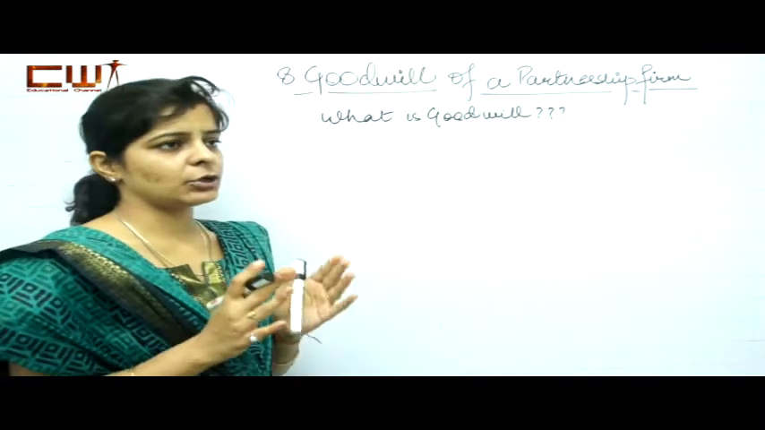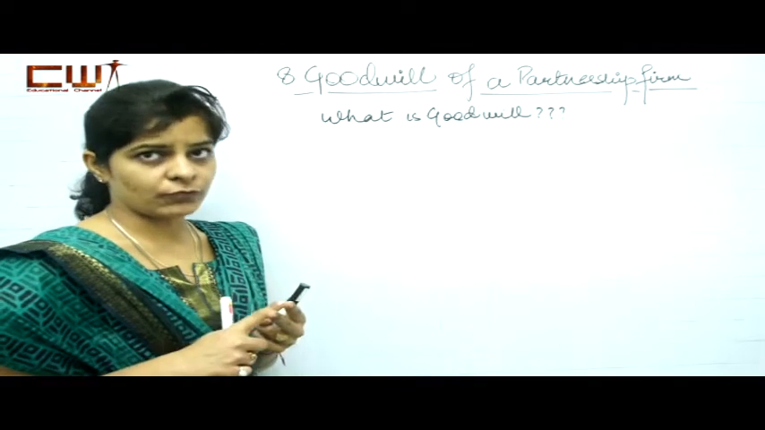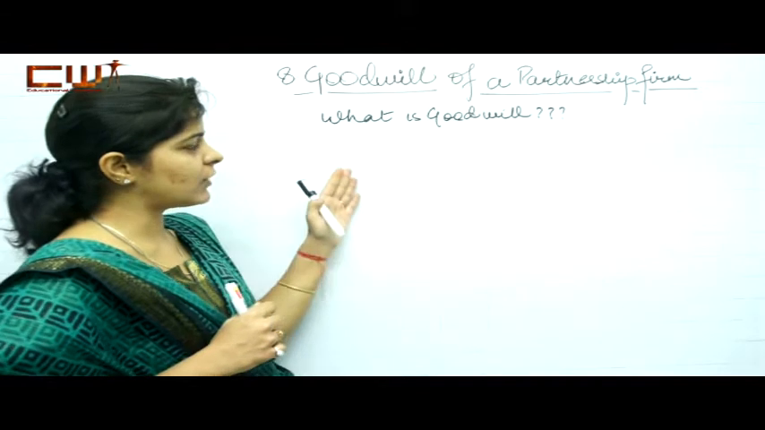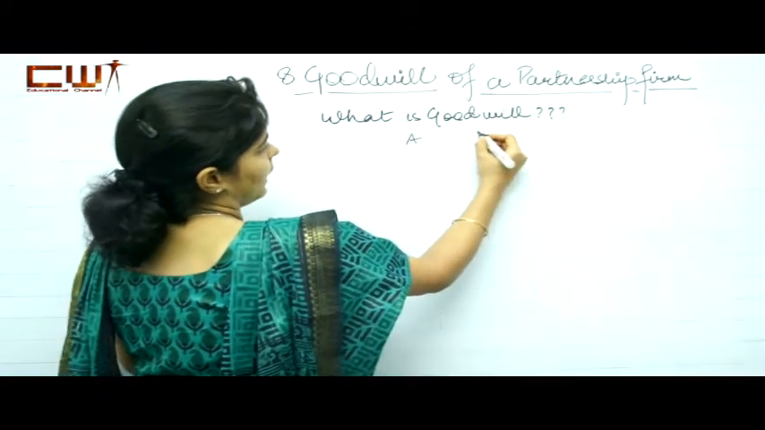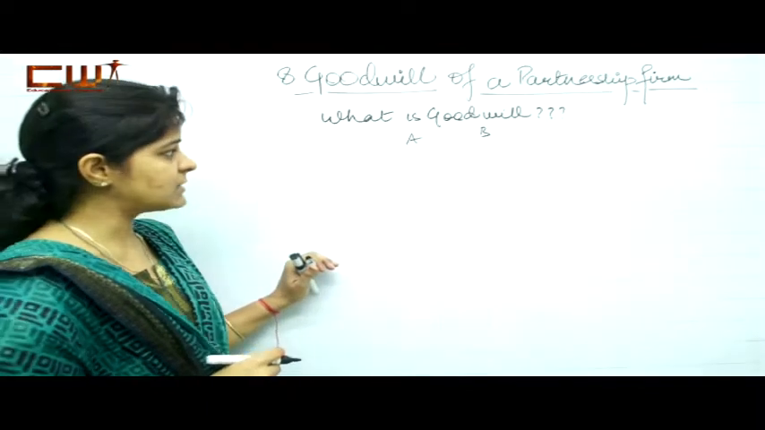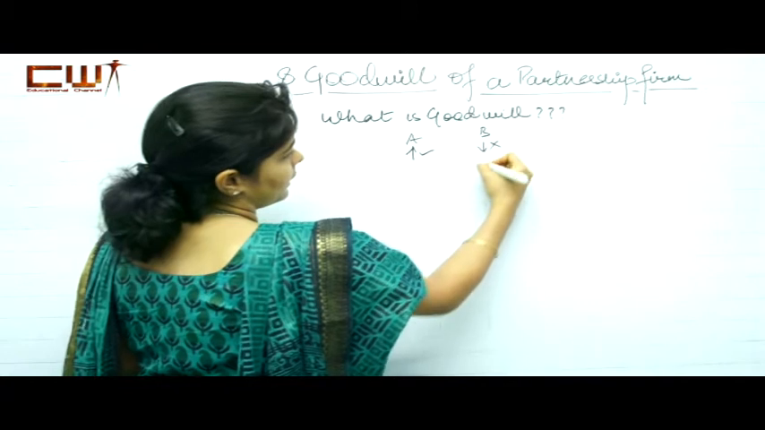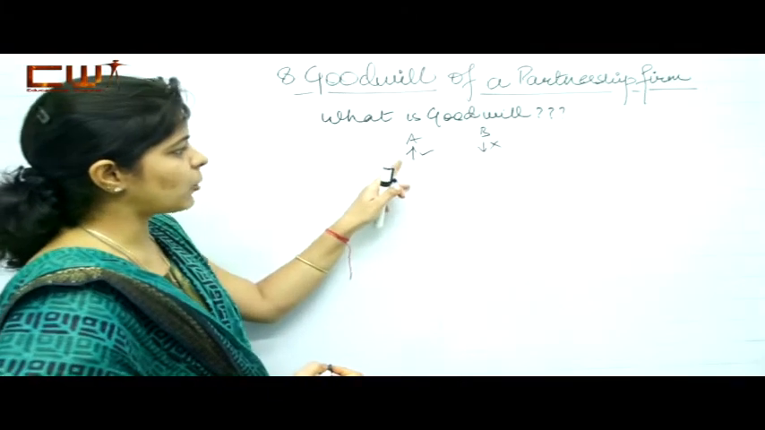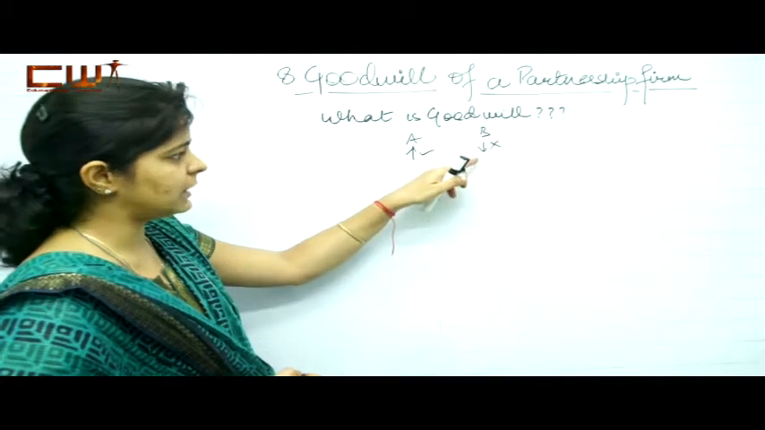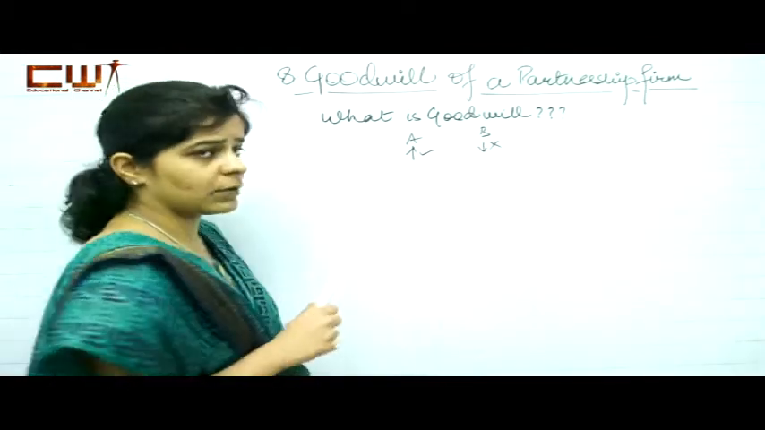There are two firms working in a market selling the same products, suppose we say A and B. We see that firm A is doing better than firm B. Firm A's profits are rising, sales are rising, and firm B's profits are decreasing, sales are decreasing. That means firm A is doing better than firm B.